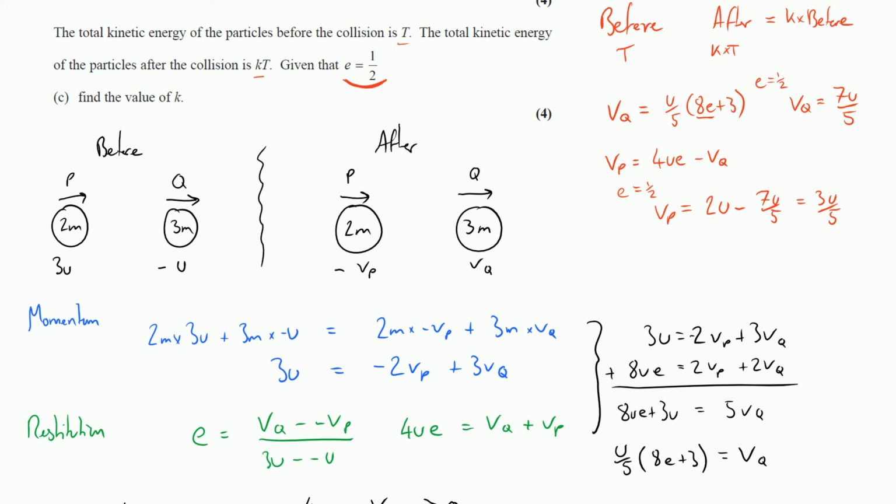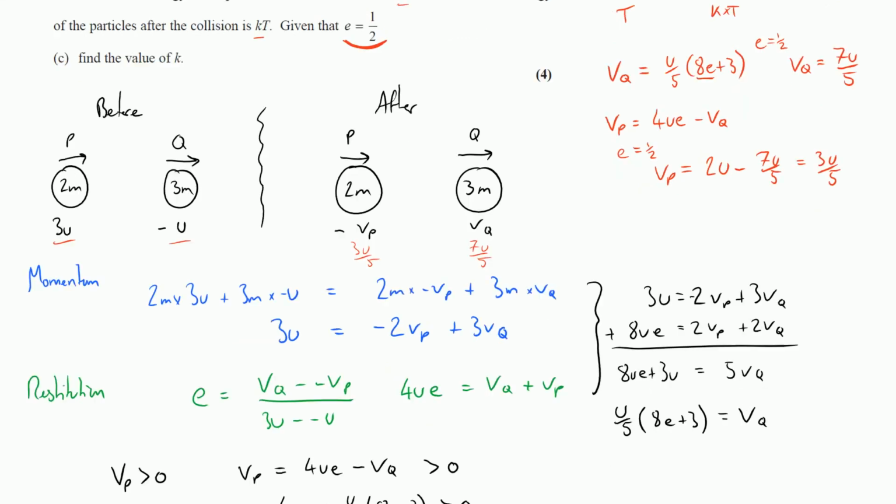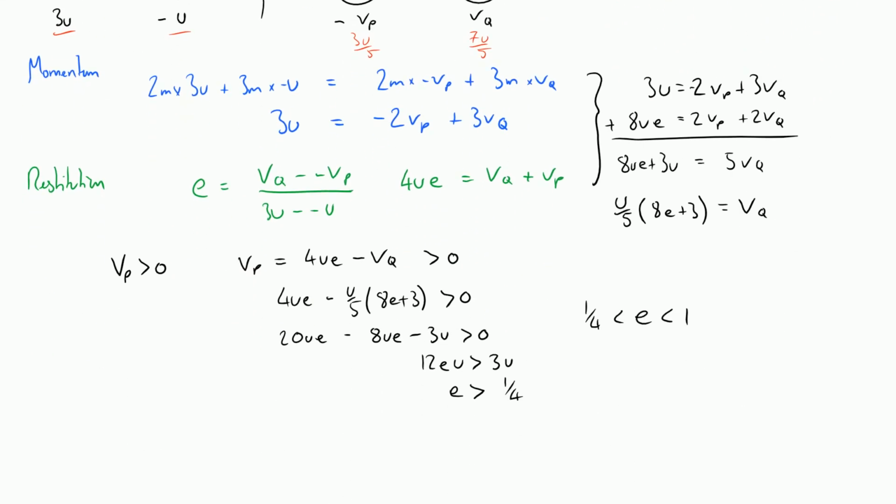From this situation, I'm then able to calculate the kinetic energies before and after. We knew that the velocities before were 3u and negative u, and now we know that the velocities after are 3u on 5 and 7u on 5. So we can use that to go about our kinetic energy calculations. So let's do that just down here. So KE before is going to be a half m.